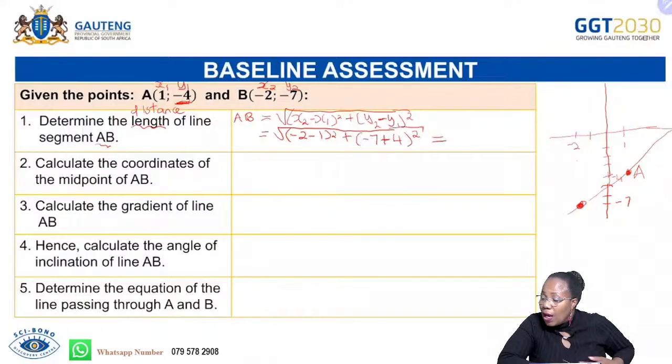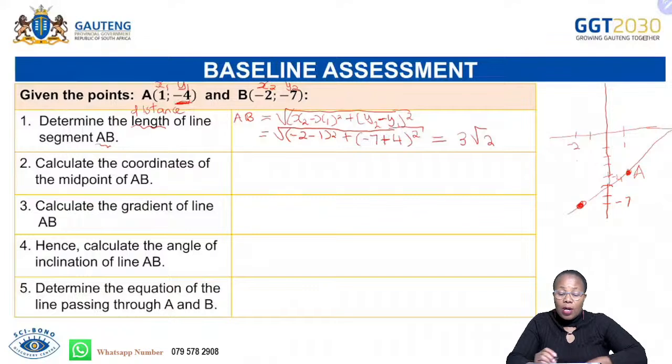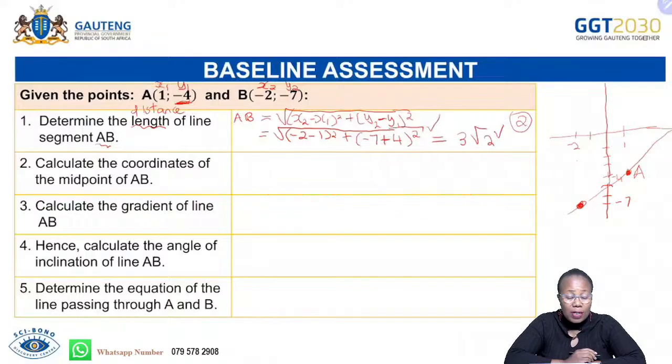And then now, after substituting, go straight into your calculator. Do not try to simplify partially. And then our answer will be 3 square root of 2, grade 12. I hope you get that one correct. 1 mark will be for substitution into the correct formula. Another mark will be for the answer. Therefore, this is 2 marks.